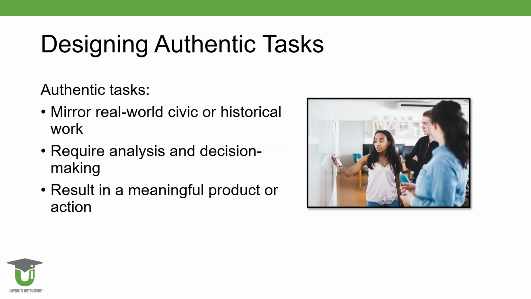Authentic tasks engage students by mirroring real-world civic or historical work. These tasks require analysis, problem solving, and decision making, moving beyond simple recall or rote activities. The outcome is a meaningful product or action, such as a project, presentation, or proposal that demonstrates students' understanding and allows them to apply their learning in practical, relevant ways. Authentic tasks make learning more engaging and help students see the relevance of social studies to their lives and communities.